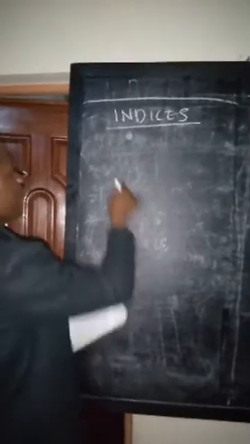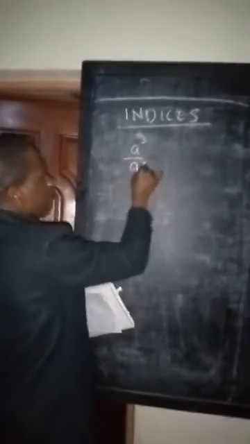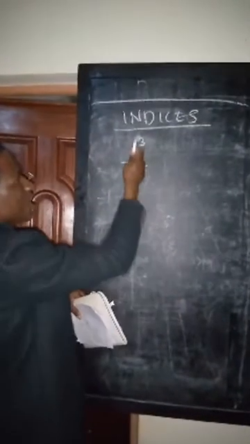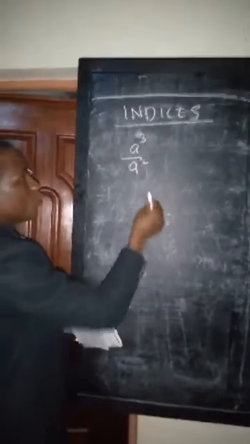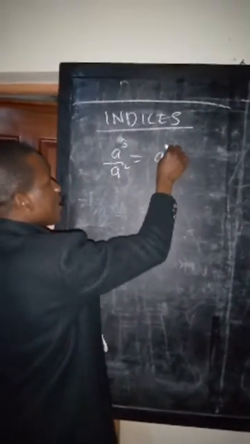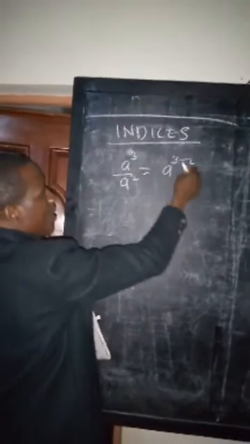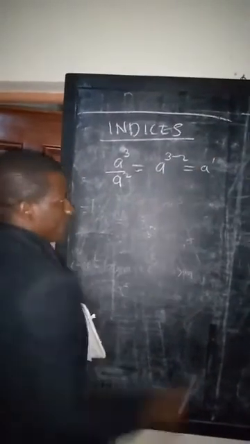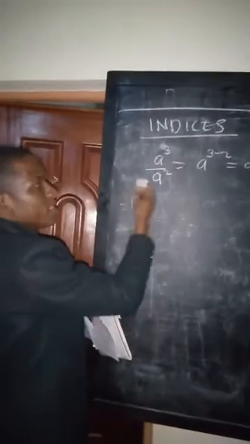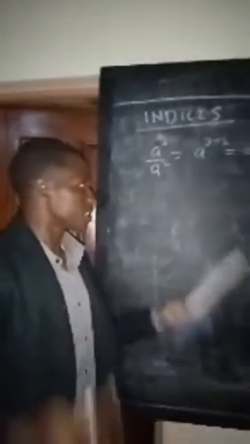We can prove this one. For instance, if we have A power 3 divided by A power 2, we simply write A, then we have 3 minus 2, which gives A power 1. This one we can try to prove manually. We can call this one digital because it makes the question simpler.